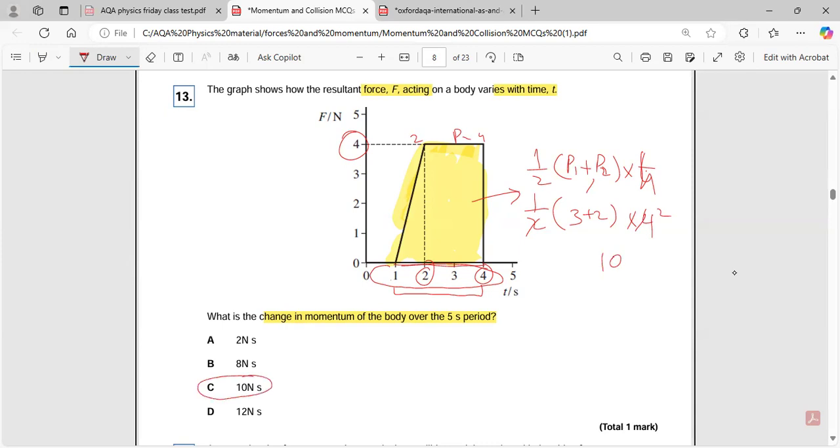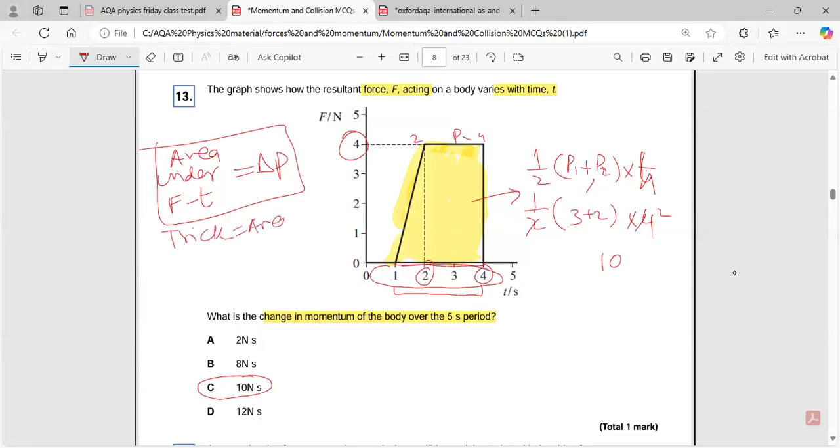So actually, you only have to use that area under FT graph. Area under FT graph gives you change in momentum. And the trick can be the area shape. Area shape can trick you.